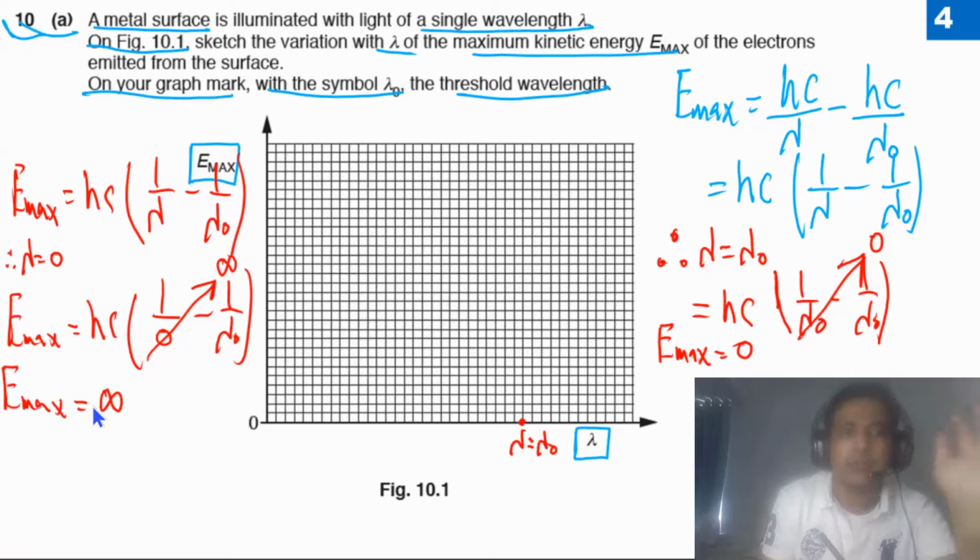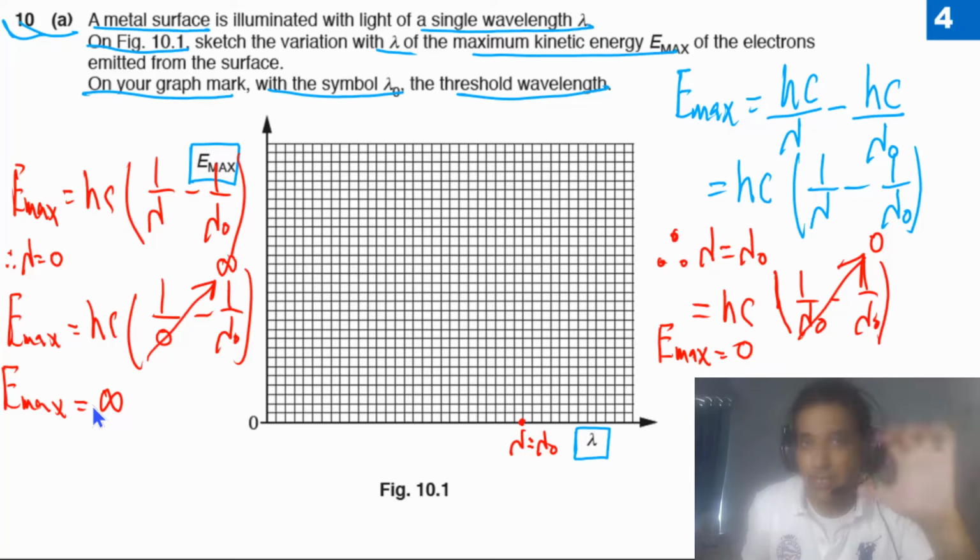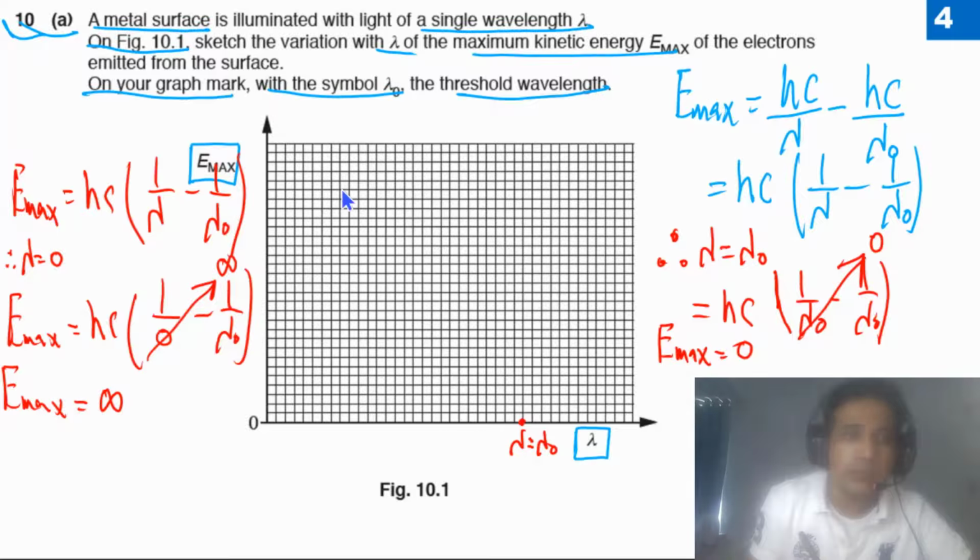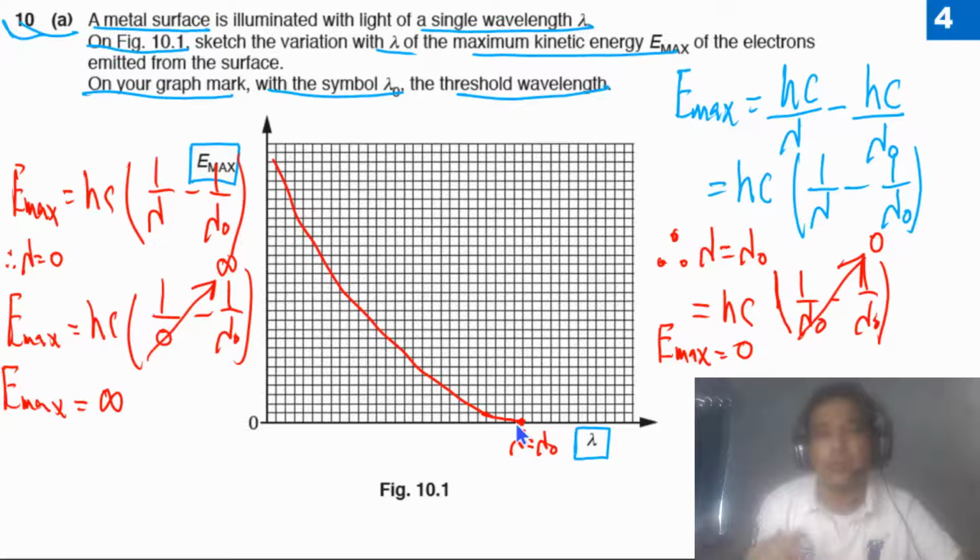So this is an extreme case. Physically this is not possible, but for the sake of understanding this question, mathematically we can assume that when lambda is equal to 0, Emax will never reach a maximum value, going up to infinity. So there will be an asymptote along the y-axis, and the graph will intersect the x-axis at this point. So simply we can draw the curve. It has to be a curve and it has to cross somewhere here. So this is how you need to sketch.